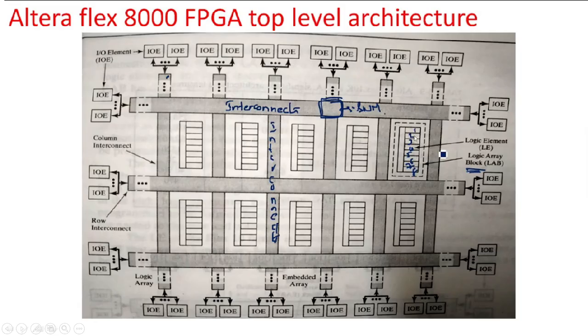Again, internally a CLB consists of lookup tables, a mux and a D flip flop. There we call them configurable logic blocks, but here we call them logic elements or logic array blocks. Basically these are interconnects. So this is the architecture of Alteraflex.